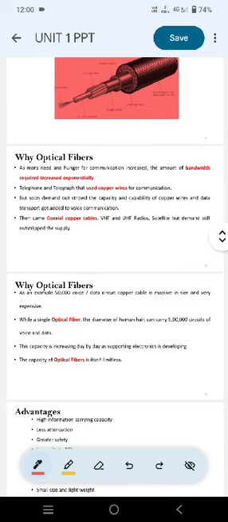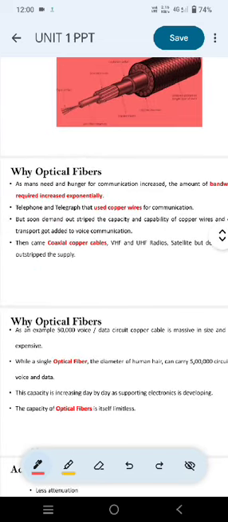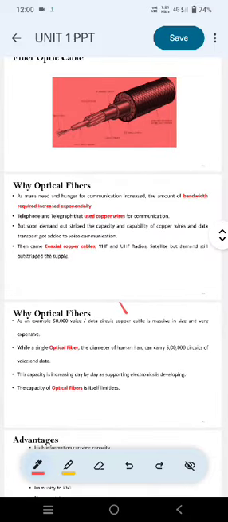Why we go for optical fiber communication, as I told already, is that we are able to send the signals or light rays over a long distance. That's why optical fiber communication is much needed and useful in the communication field. The optical fiber width is like a human hair, and it can carry 5 lakh circuits of information at a time.